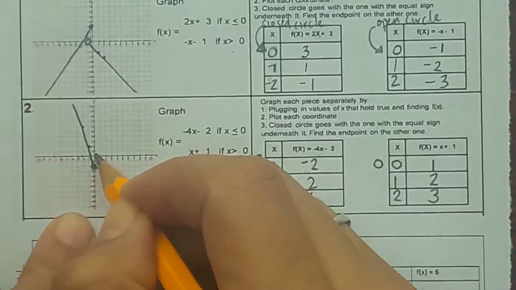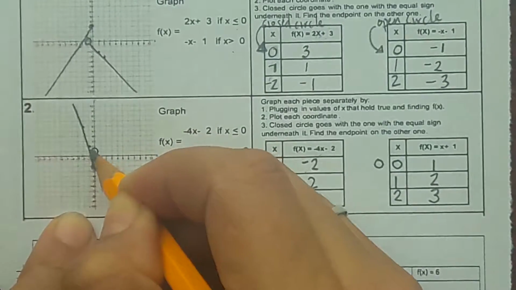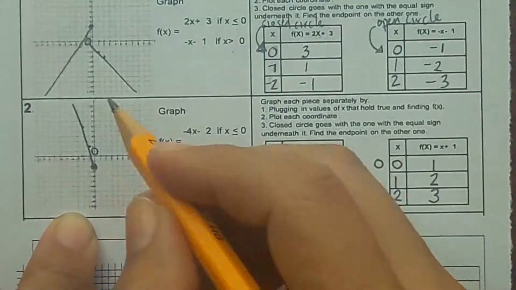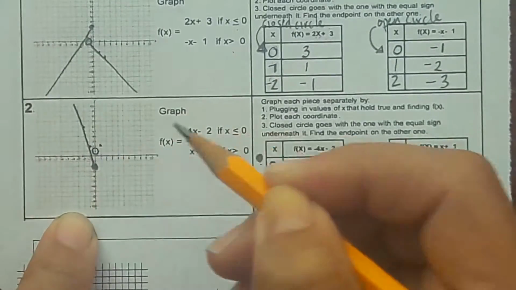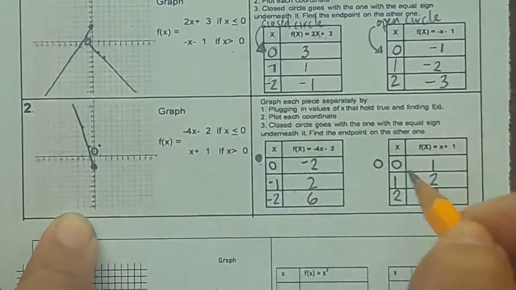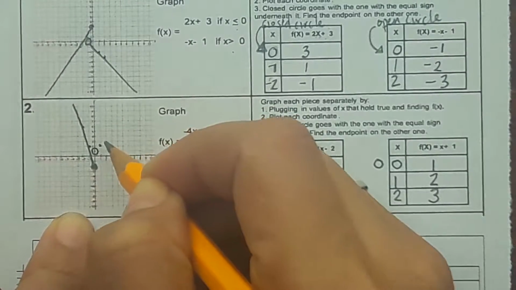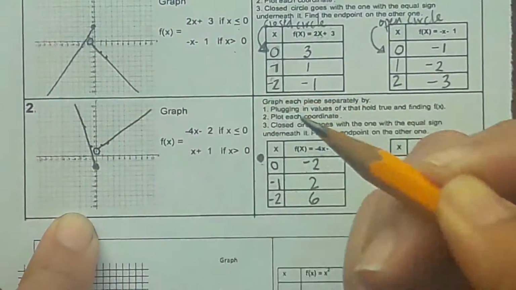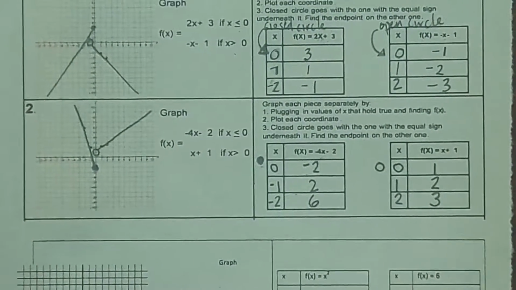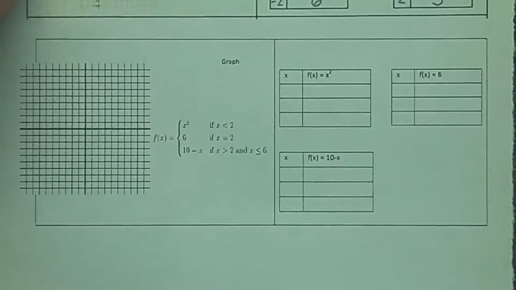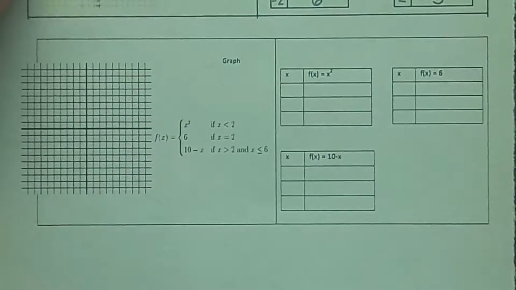Next one, open circle at 0, 1. Next point at 1, 2. Next point at 2, 3. And then just extend the line. And that's it. That's what a piecewise function is. It's just pieces of a graph up to a certain point. Alright, let's take a look at one last example.